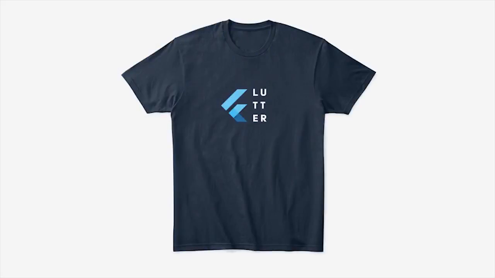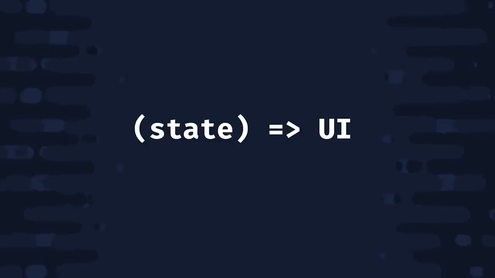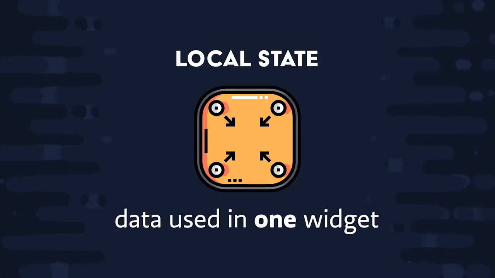First of all, what is state? In a reactive framework like Flutter, you can think of your UI as the return value of a function. That function gets called with one argument, which is your state. So state is just data that changes over the lifecycle of your app. A lot of your data can be self-contained within a single widget. That's known as local state. We'll look at the tools that we have built into Flutter to manage local state, which is pretty straightforward.